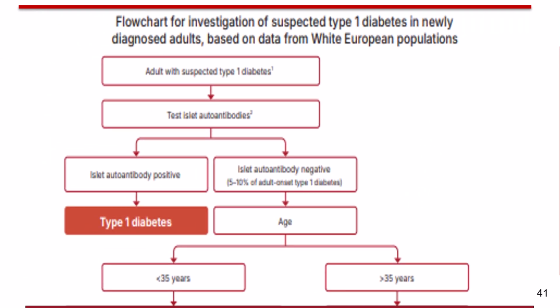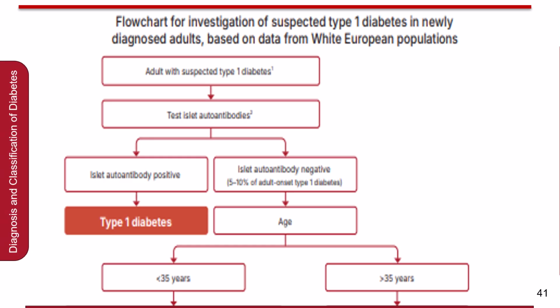Flowchart for the investigation of suspected type 1 diabetes in newly diagnosed adults, based on data from white European populations. Adult with suspected type 1 diabetes. Step 1. Test for islet autoantibodies. If islet autoantibodies are positive, classify as type 1 diabetes. If islet autoantibodies are negative, which occurs in 5 to 10% of adult-onset type 1 diabetes, proceed to further evaluation.